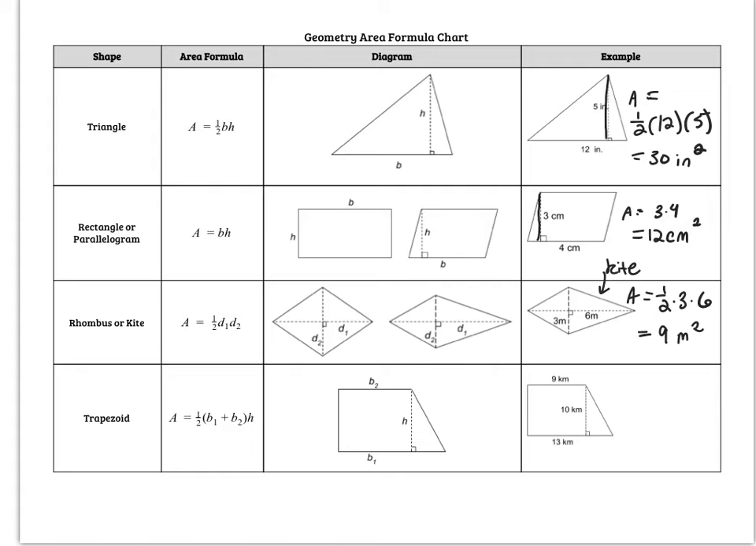Now let's look at our trapezoid. So for this one, we have 1/2 times the sum of the bases times the height. So we'll add 9 and 13, and we'll multiply by that 1/2 and 10. So 1/2 times the sum of 9 and 13 times 10. And that comes out to 110 square kilometers.